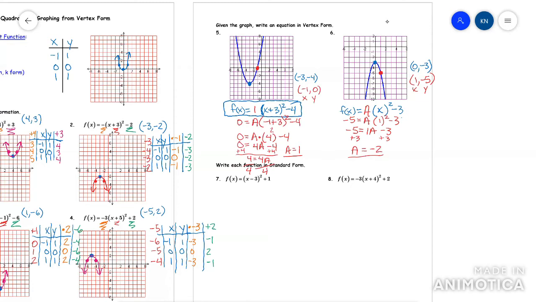So remember, that's not your answer though. Your answer would be to go back to this original equation and copy it and then just fill in your A value. Like that.